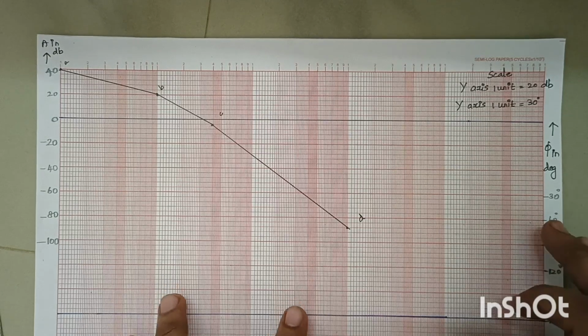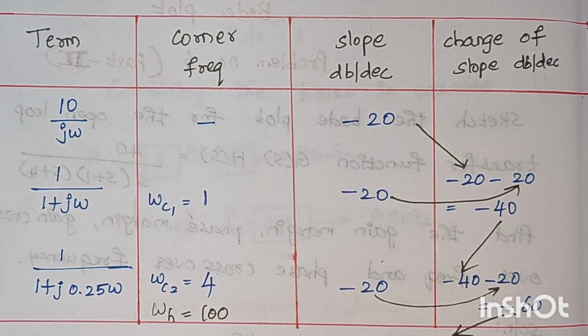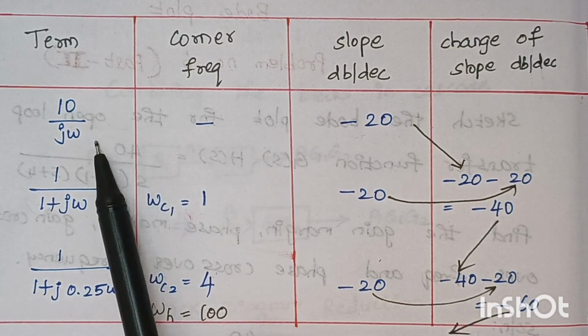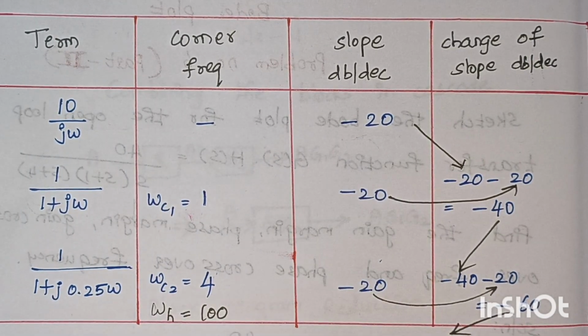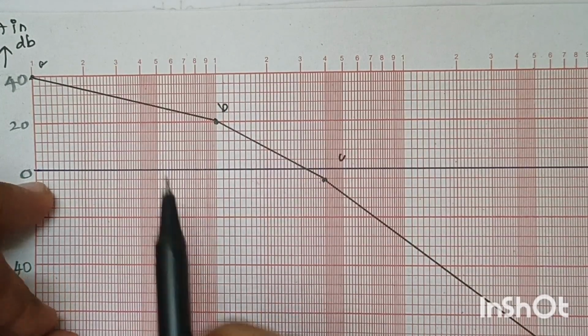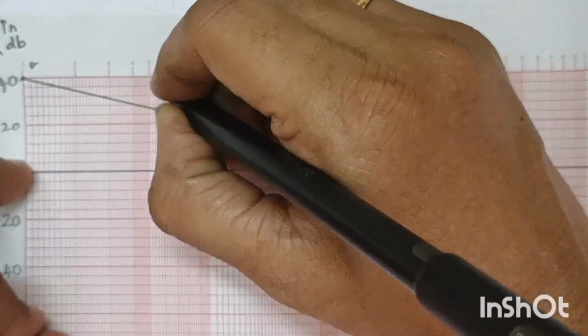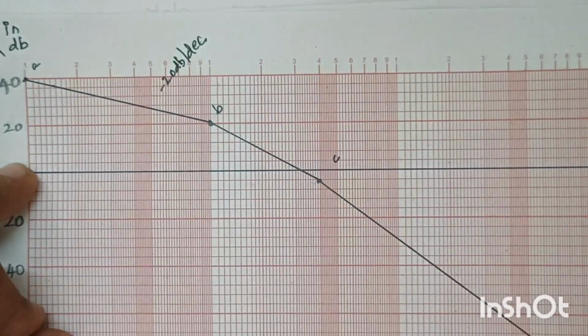Now we are going to mark down the respective slopes. For that we have to refer our table. So this is our table. What is the first value of slope contributed by a constant and individual omega term? It is minus 20. So we will mark it on the sheet. So this is my minus 20 slope. So just write minus 20 decibel per decade.